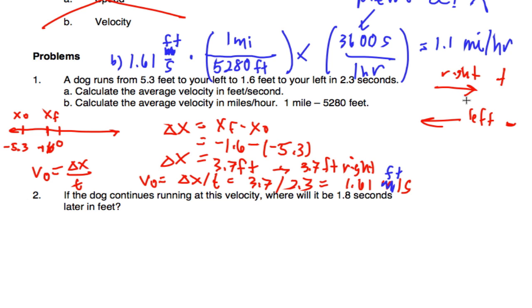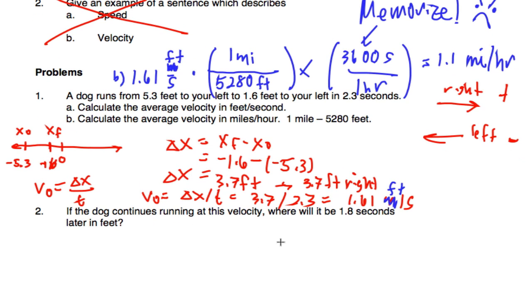Great. Wonderful. Now, then we have this next one. If the dog continues running at this velocity, where will it be 1.8 seconds later, in feet? So let's be clear. We know the buggy equation says x equals v naught t plus x naught, and we have this dog that's starting from here and it's just running at a constant pace. So we read dog, but really we can think buggy.